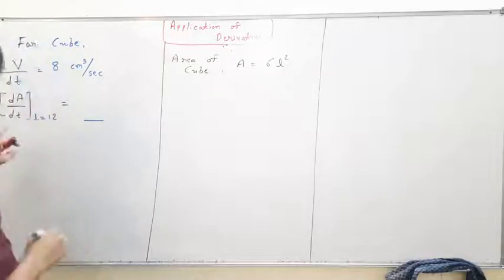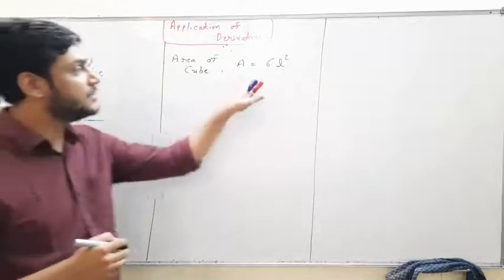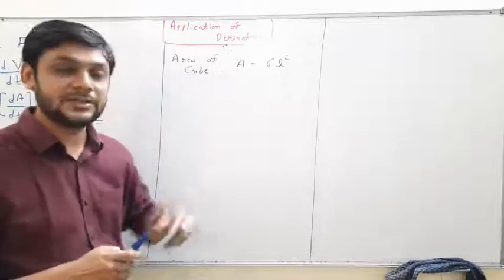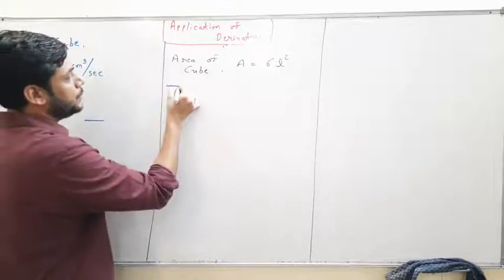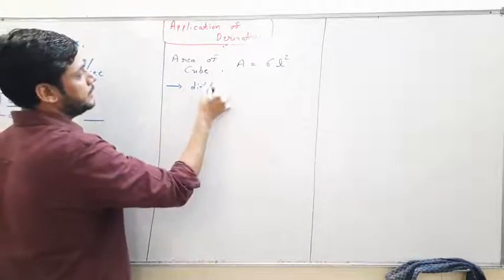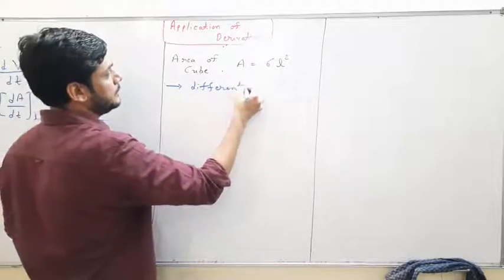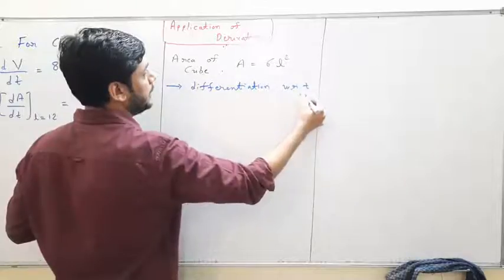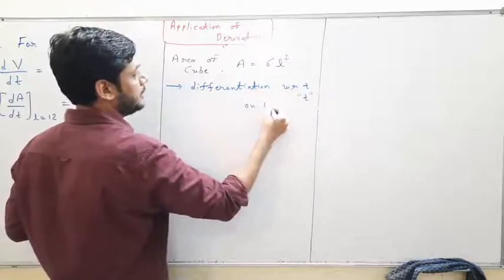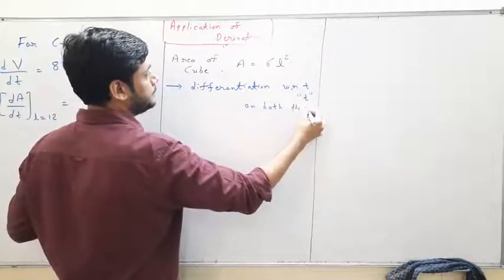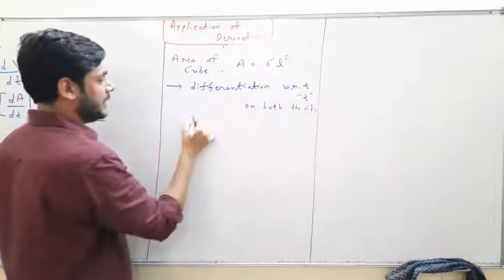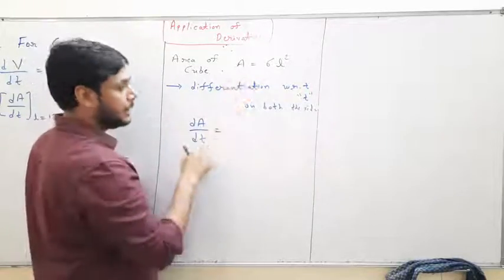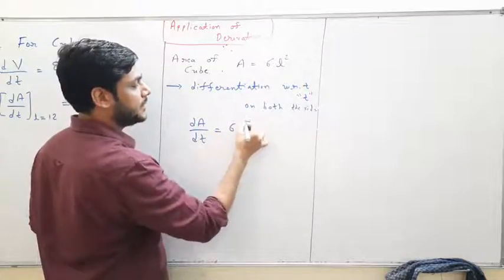Now you have to find dA by dt, which means you have to differentiate this equation with respect to t. So differentiating with respect to t on both the sides, that is dA by dt, with respect to time, dA by dt, 6 constant as it is.